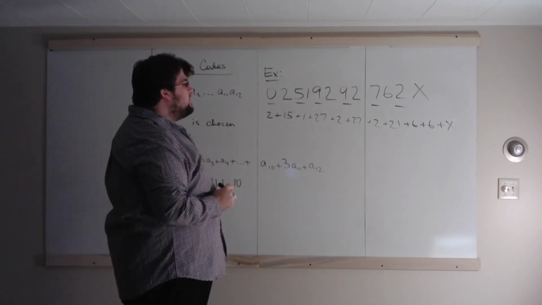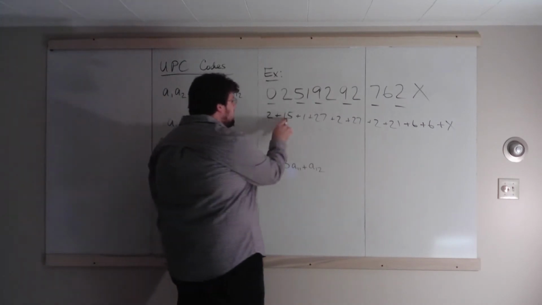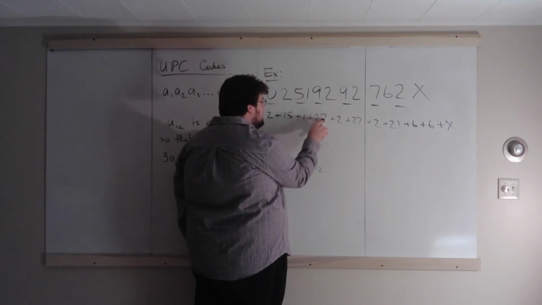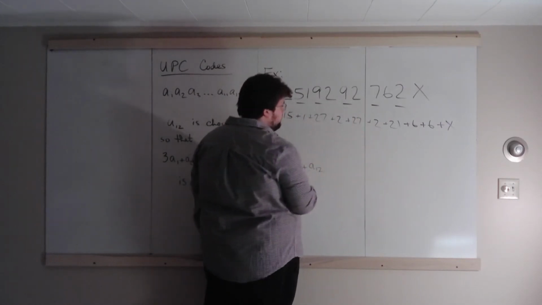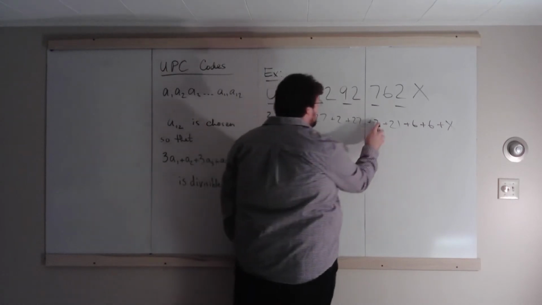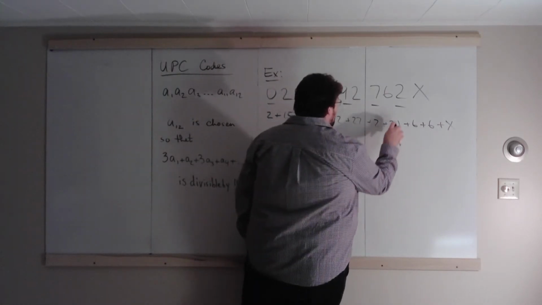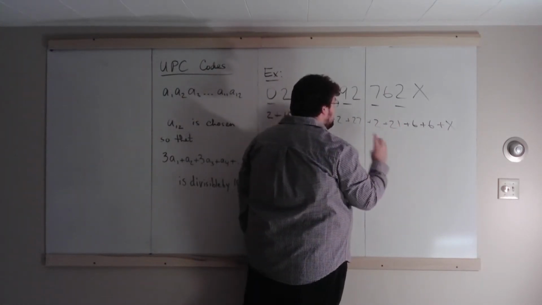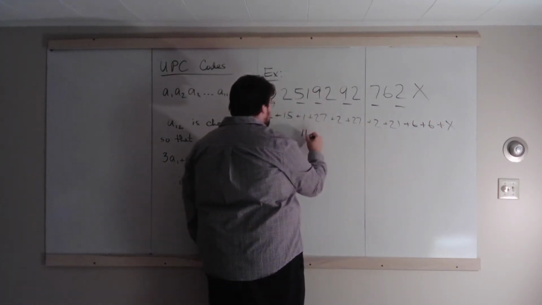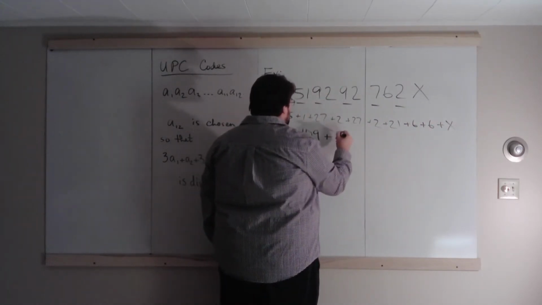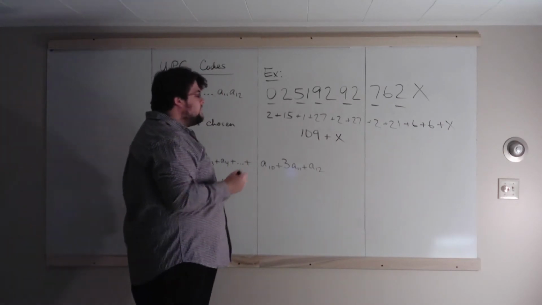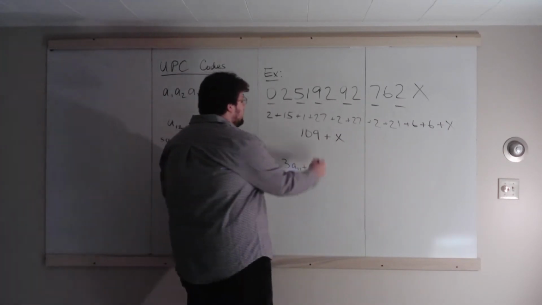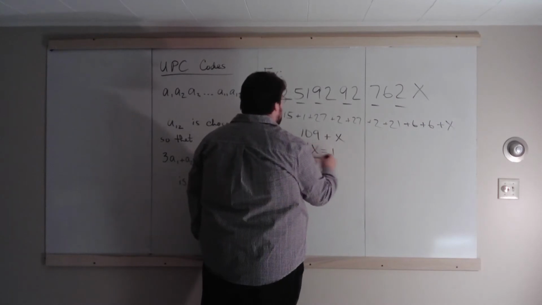So we need this to be divisible by 10. Well, let's add these together. 17 plus 1 is 18, plus that is 45, plus that is 47, plus that is 74, plus that is 76, plus that is 86, 96, 97, 109. So we need 109 plus x to be divisible by 10. We need 109 plus x to end in a 0. And we get x equals 1.